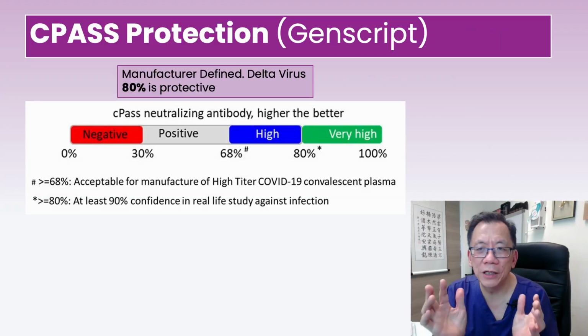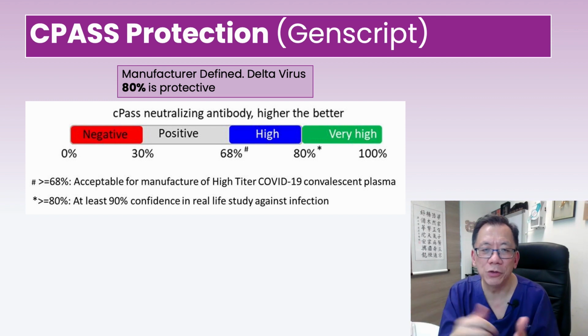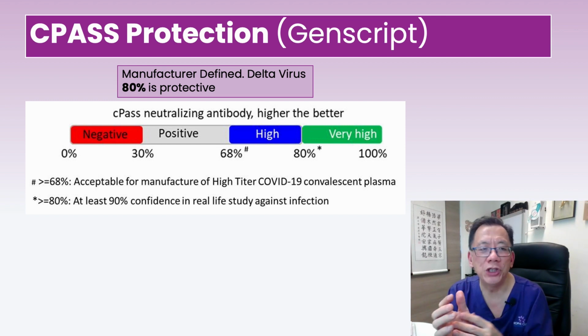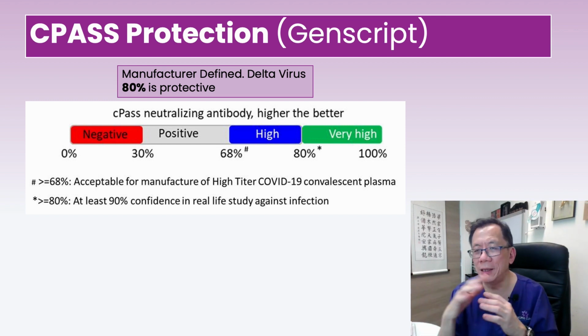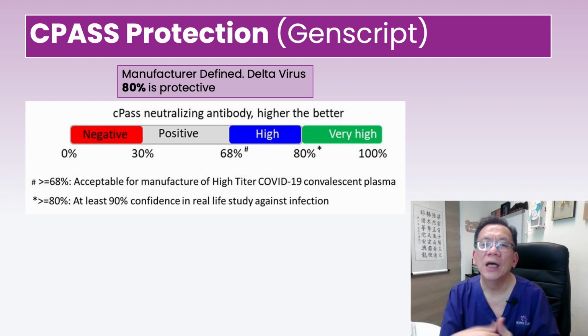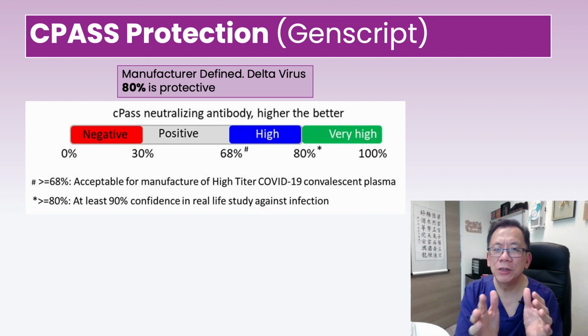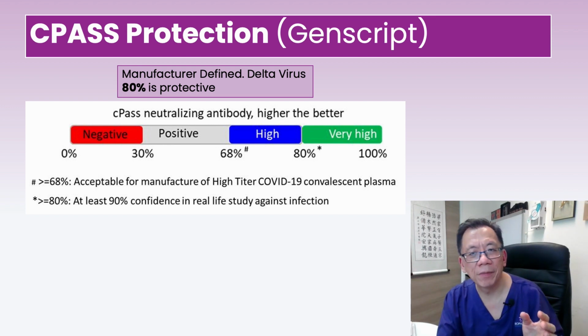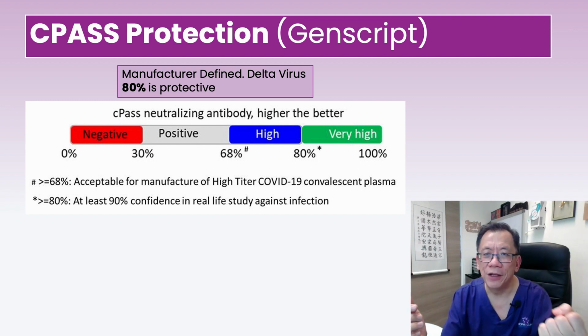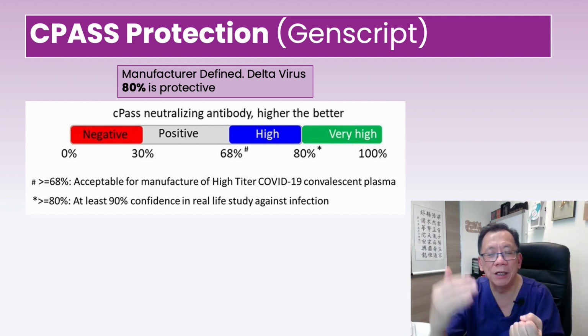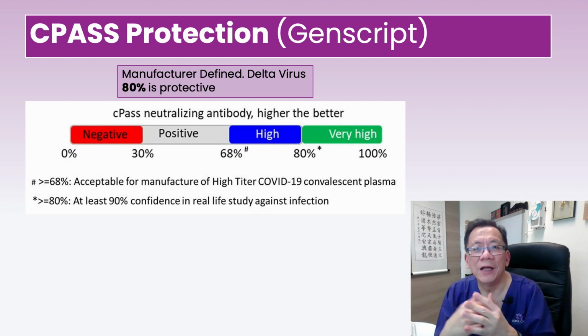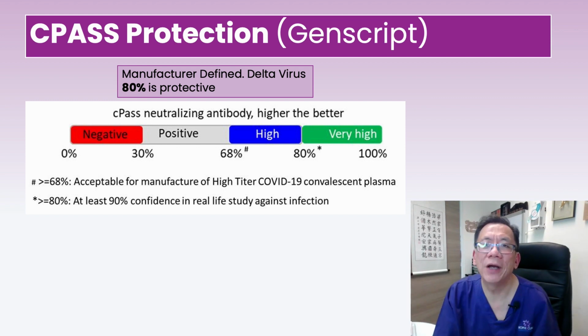Now here is a neutralizing test which is frequently available and used in Singapore and many parts of the world. It's called the cPASS. It's by Genscript. So cPASS, unlike the other companies, have come forward and say a protective level was 80%. They based this on the Vietnamese cohort where they had measurements of antibodies by neutralizing done before the individual falls sick. So before they fall sick, they have a level, and then based on the level, they looked at who fell sick thereafter, and they realized a protective level is about 80%.